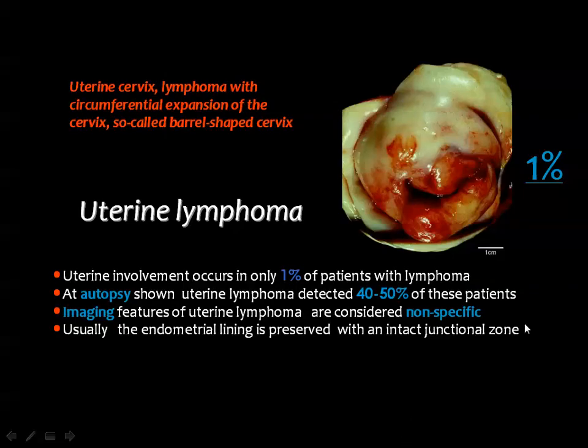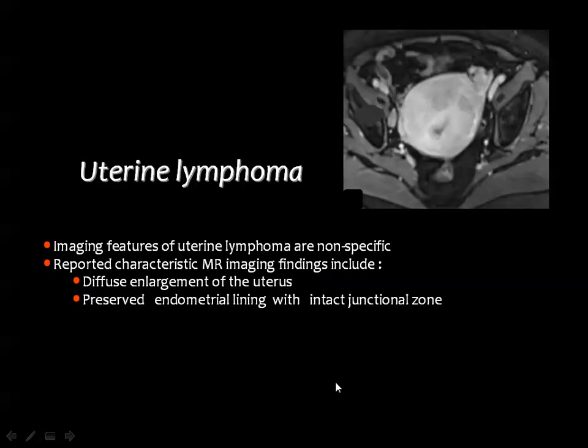Lymphoma of the uterus is seen in about 1% of patients known to have lymphoma. At autopsy, this percentage is very high, and you can identify lymphoma of the uterus in about 40 to 50% of patients with lymphoma. The imaging findings are not specific, but they say that if you see that the uterus is diffusely enlarged and the endometrial lining as well as the junctional zone are more or less preserved, you may think of this.